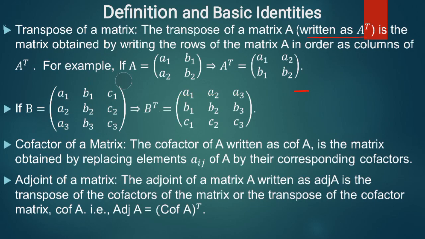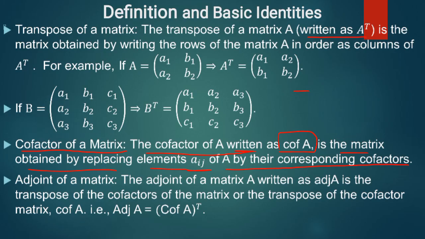Now we had seen earlier how to find the cofactor of entries or elements of a matrix. The next one is what we call the cofactor of a matrix itself. The cofactor of A, written in short form cof A, as though you're coughing, is a matrix obtained by replacing elements Aij of A by their corresponding cofactors.